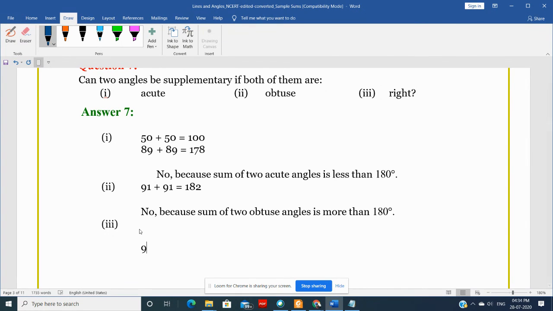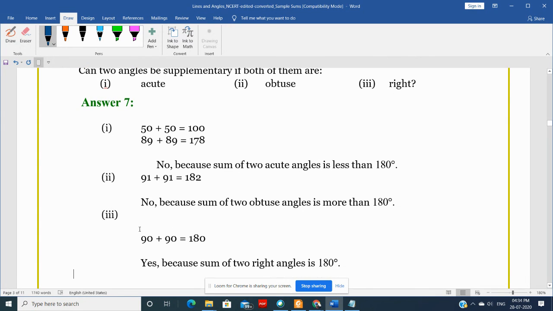Now, next is right angle. Right angle means 90, so we don't even have to try different values. We just take two. 90 plus 90 is 180. So two right angles would always make 180. So we can say yes, because the sum of two right angles is always 180. Isn't it easy? All right.